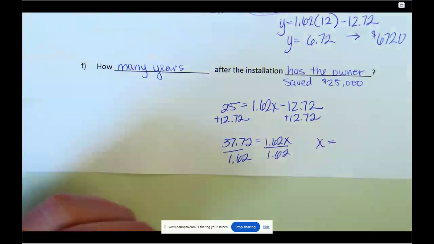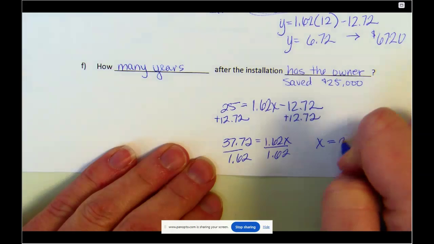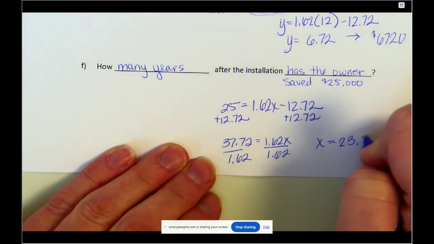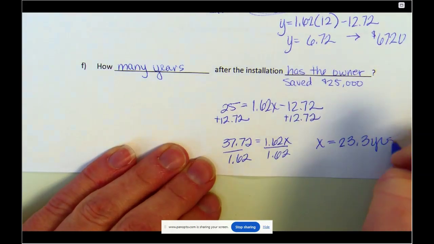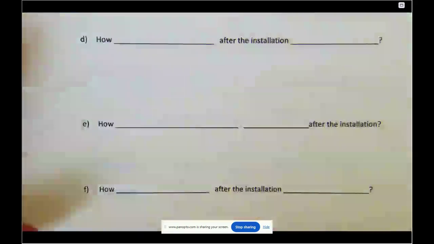Okay, Charlie, what do you get? I got 23.28. Okay, 23.3 years, 23.28 years, pretty much 23 years and a couple months is what we're looking at. Okay, $25,000 saved. Now, turn it over. So you're switching situations.